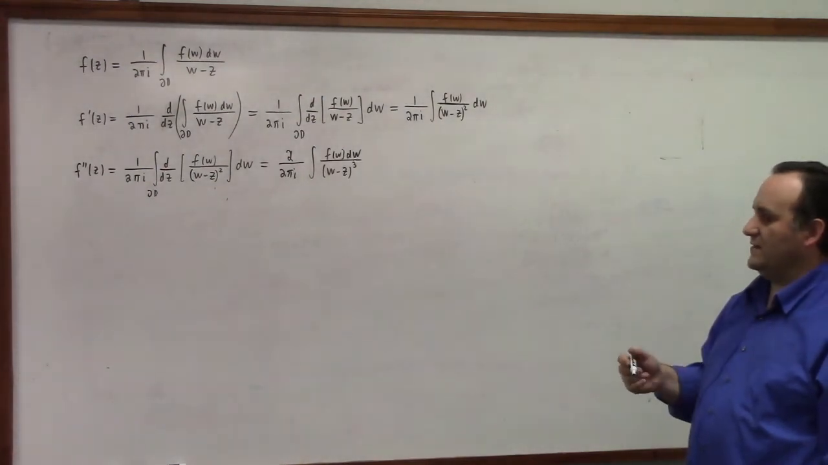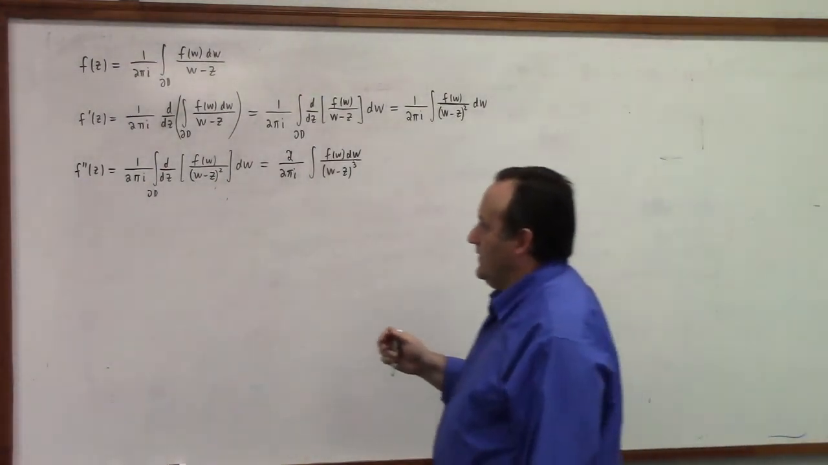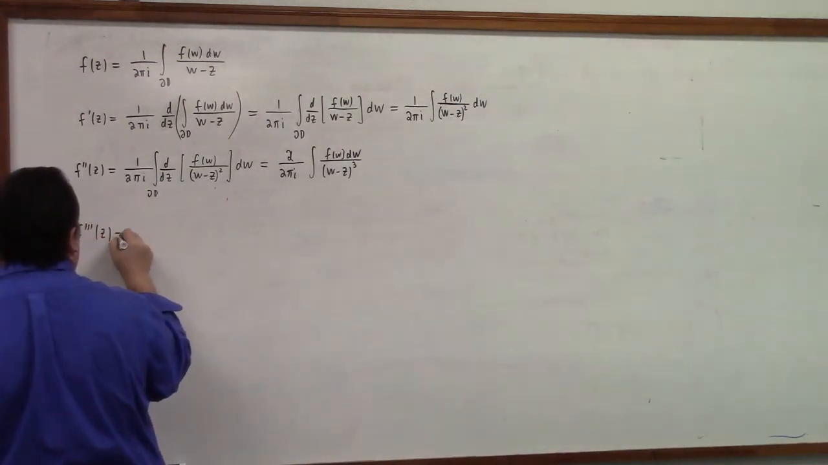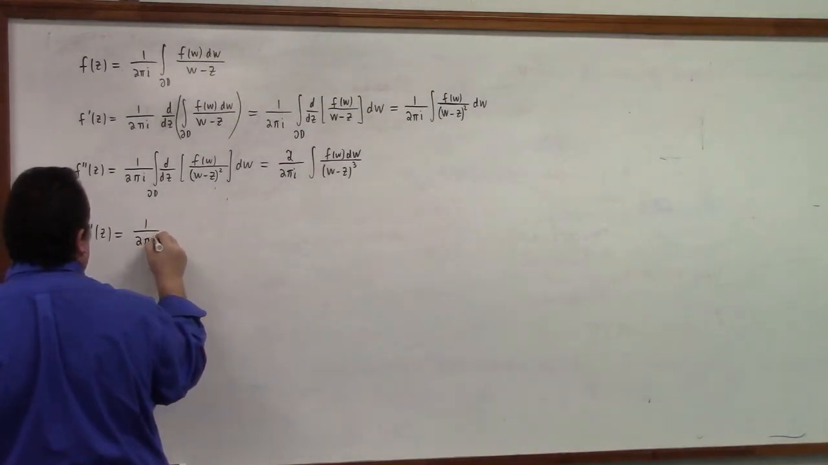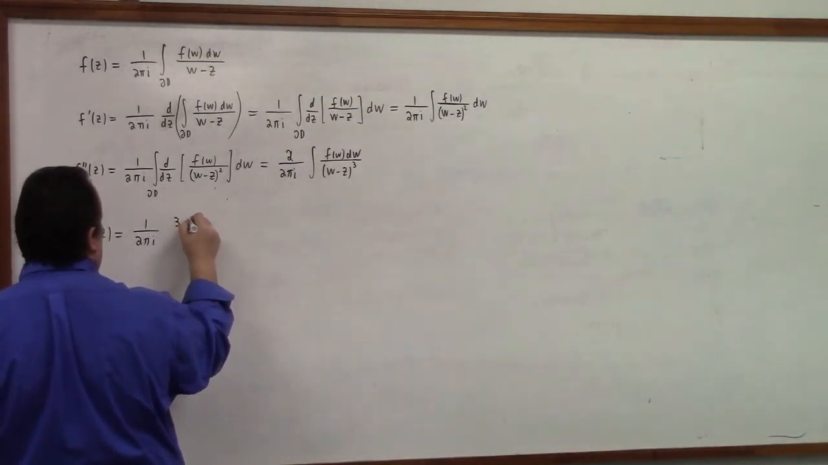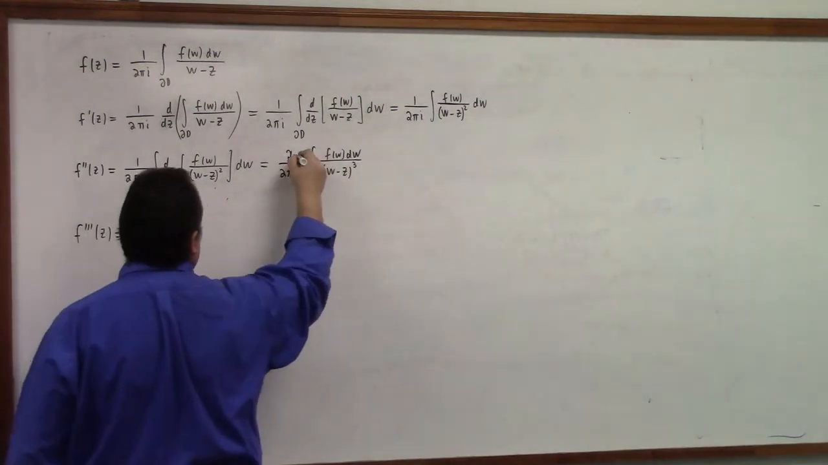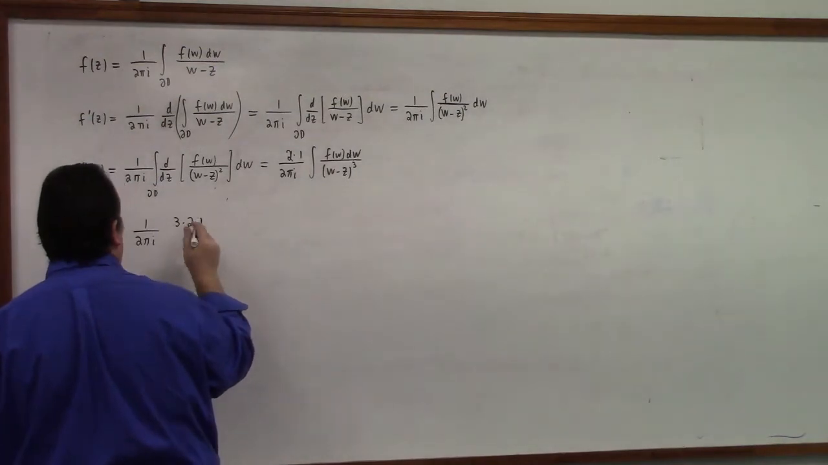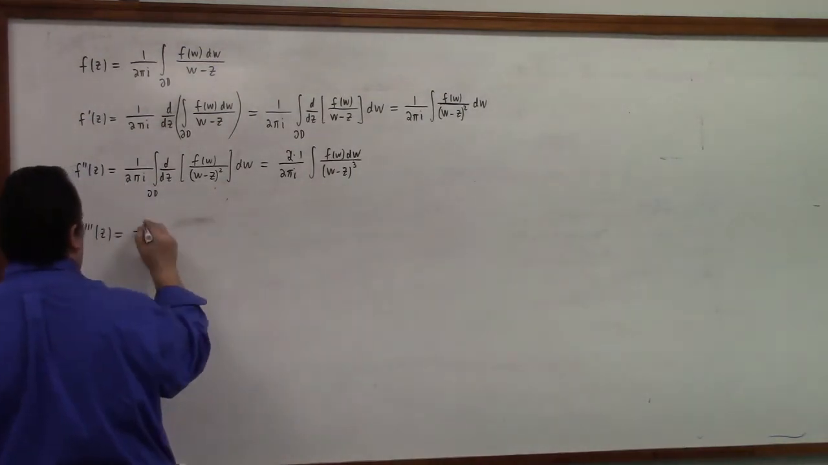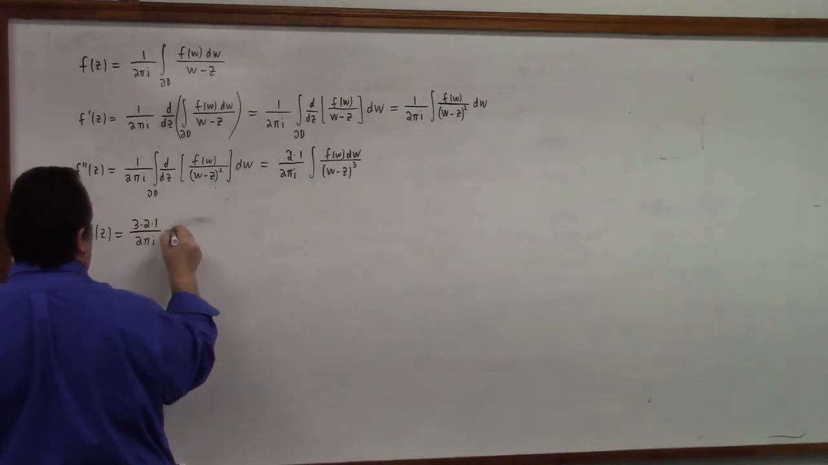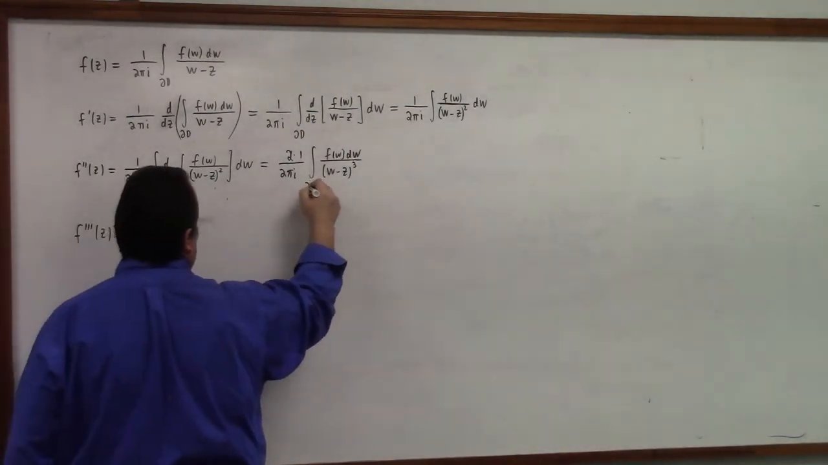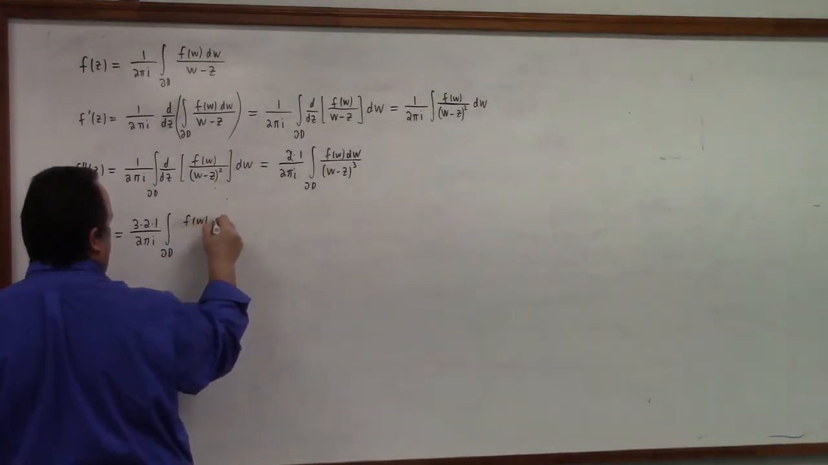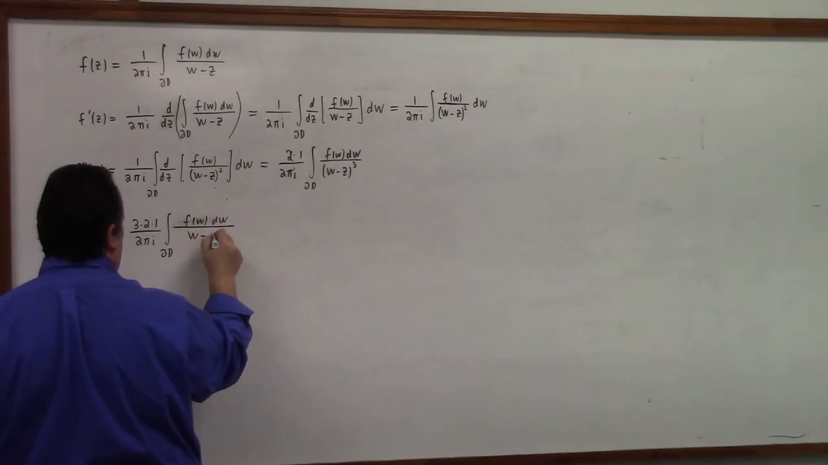So each time we differentiate, well, I'm going to leave it like that. You're right, you could simplify it. f triple prime of z, 1 over 2 pi i. Now we'll get 3 times 2, I could write this as 3 times 2 times 1 to be more in your face about what's going on here. Why did you write times 1? Point of pattern recognition, I guess. f of w dw over w minus z to the fourth power.